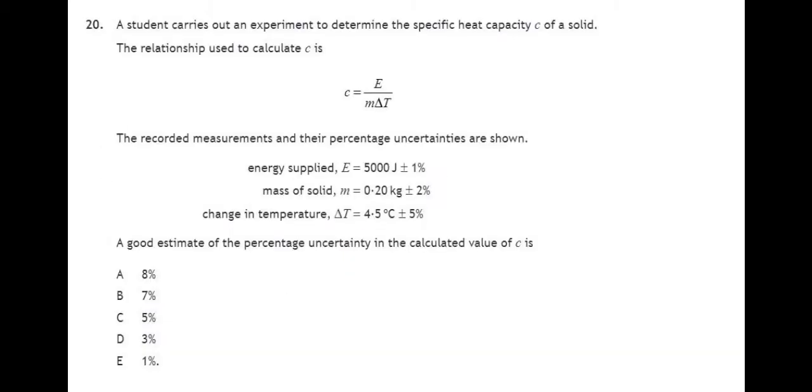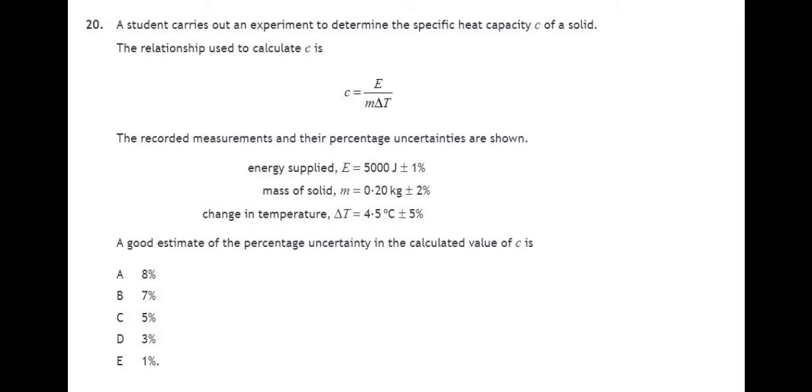And the last question. A student carries out an experiment to determine the specific heat capacity C of a solid. The relationship used to calculate C is that, which you might remember from National 5. The recorded measurements and their percentage uncertainties are shown. A good estimate of the percentage uncertainty in the calculated value of C is... so at Higher, all that we need to understand is that when we combine values, the uncertainty in the combined value is the largest percentage uncertainty of the values used to make that value.